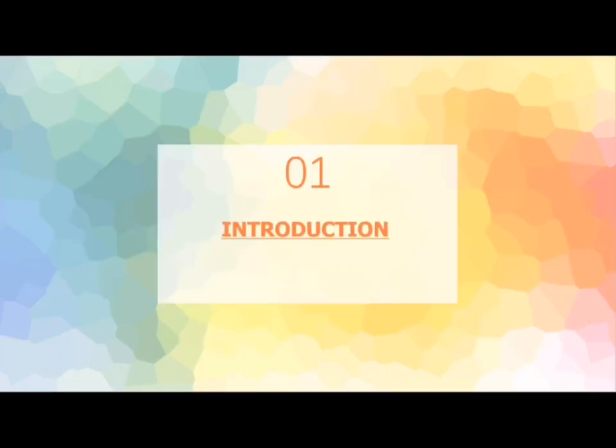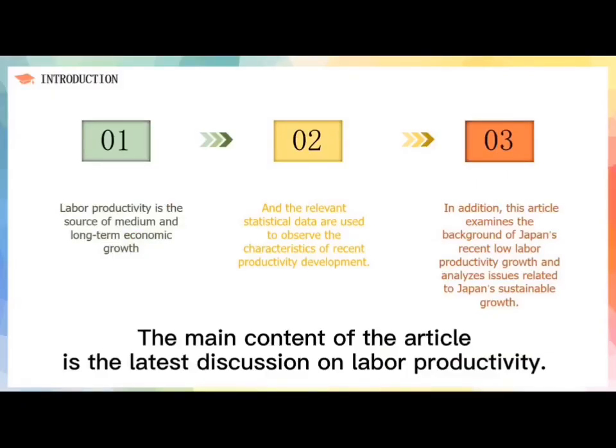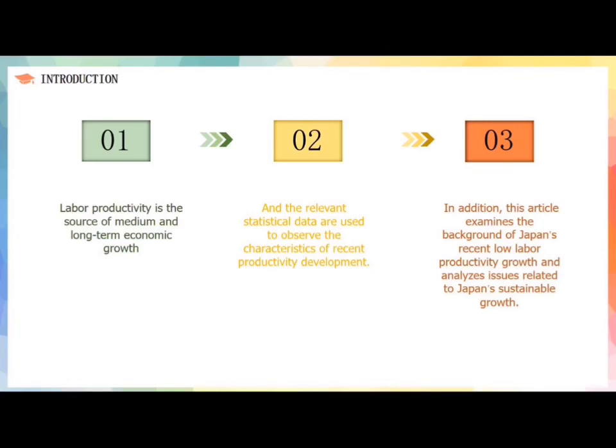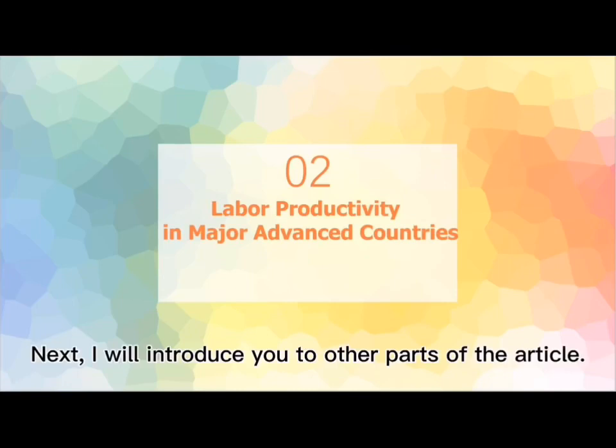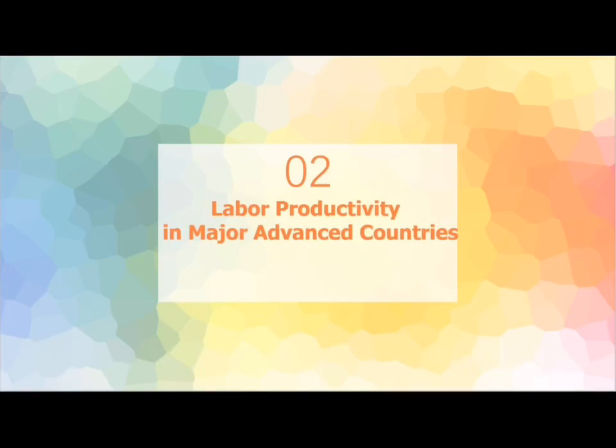About the introduction, the main content of the article is a discussion of labor productivity. Labor productivity is the source of medium and long-term economic growth, and the relevant statistical data are used to observe the characteristics of recent productivity development. In addition, this article examines the background of Japan's recent low labor productivity growth and analyzes issues related to Japan's sustainable growth. Next, I will introduce the other parts of the article.